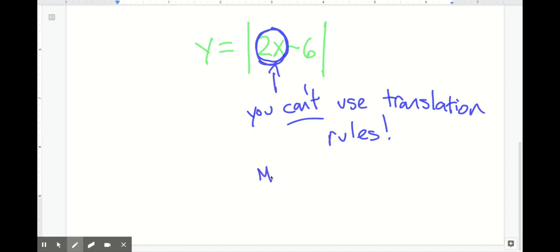You have to make a table or use your calculator if you have more than just x going on. So if you see a number on x on the inside like this, all bets are off. You cannot just count this out. You have to make a table instead.